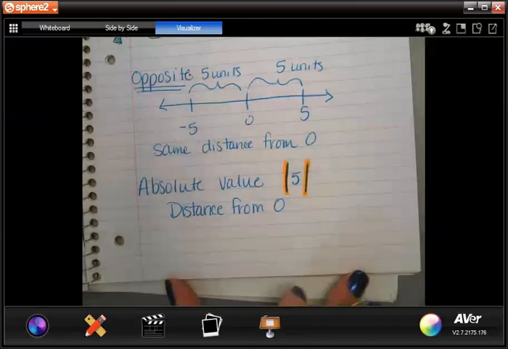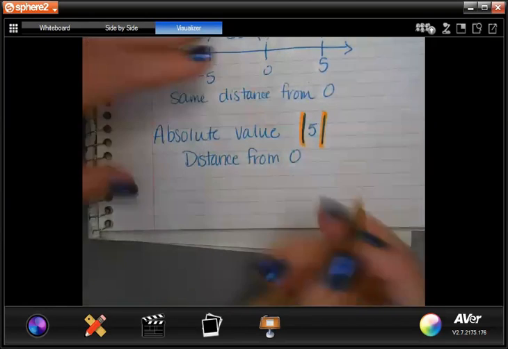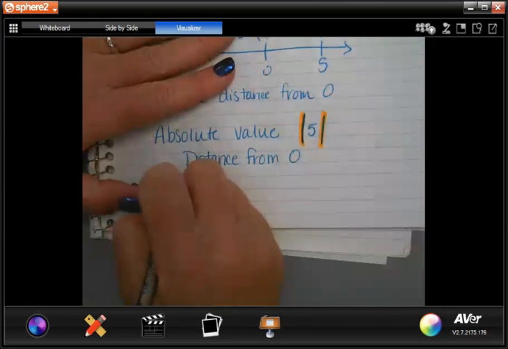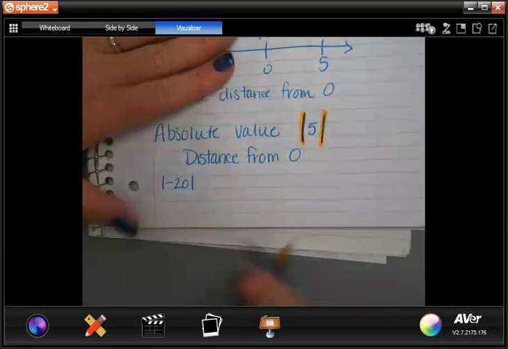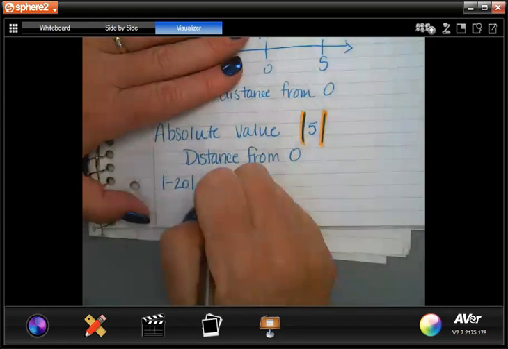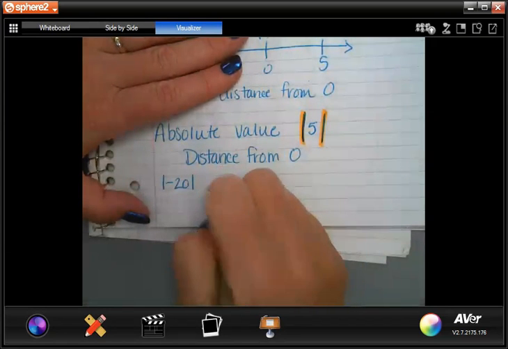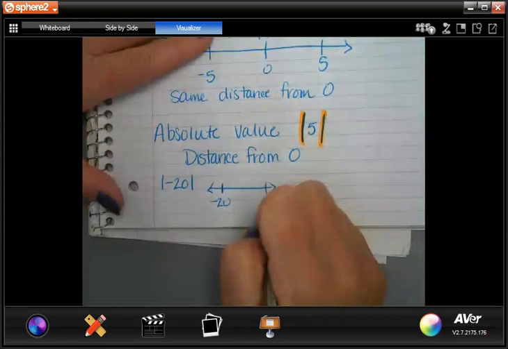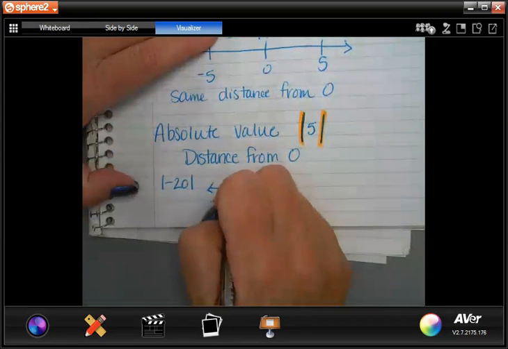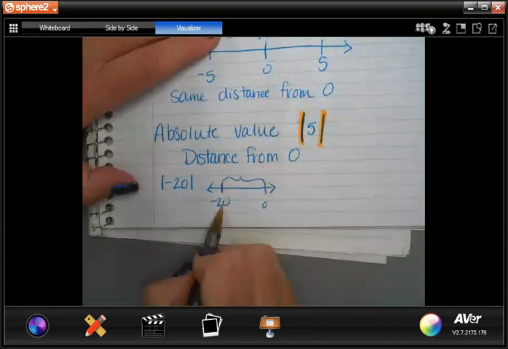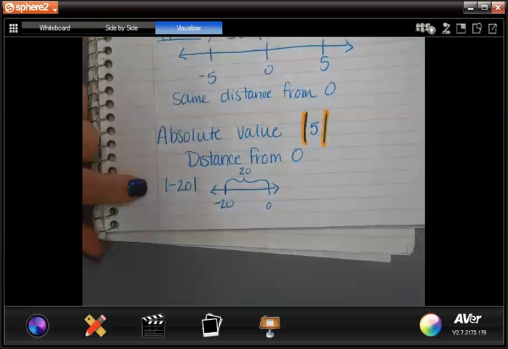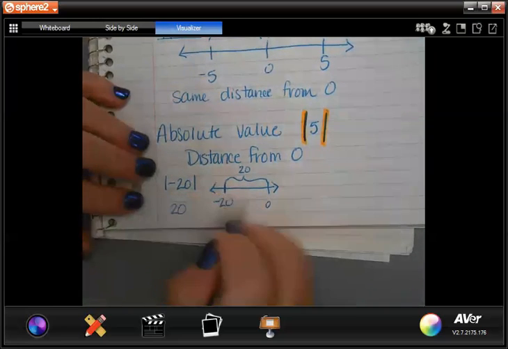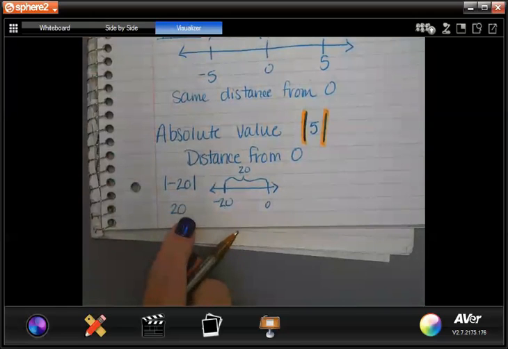So awesome, you guys learned this last year, so I'm going to make this really quick then. So if I have the absolute value of -20, if you think about it, here's your number line. -20 is down here. Here's 0 right here. So how many units from 0 is -20? It's 20 units. So the absolute value of negative 20 is 20 because it's the distance negative 20 is from 0.